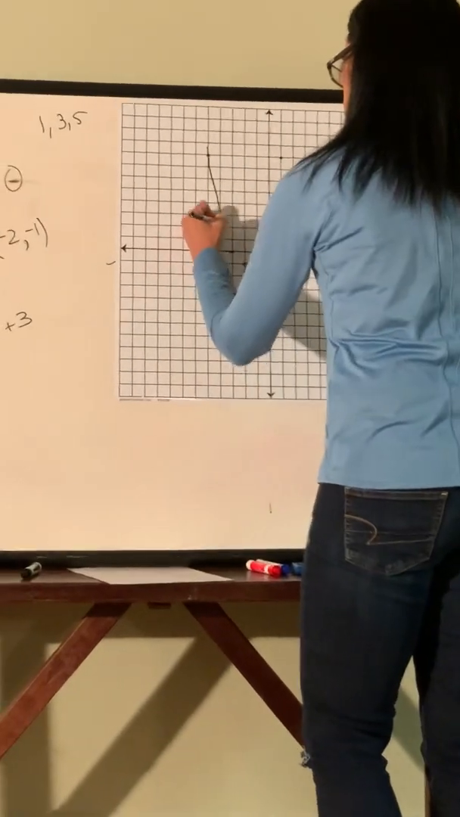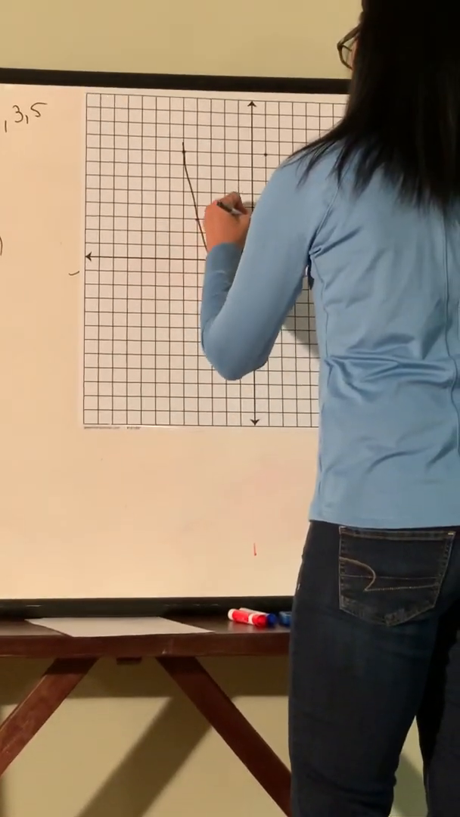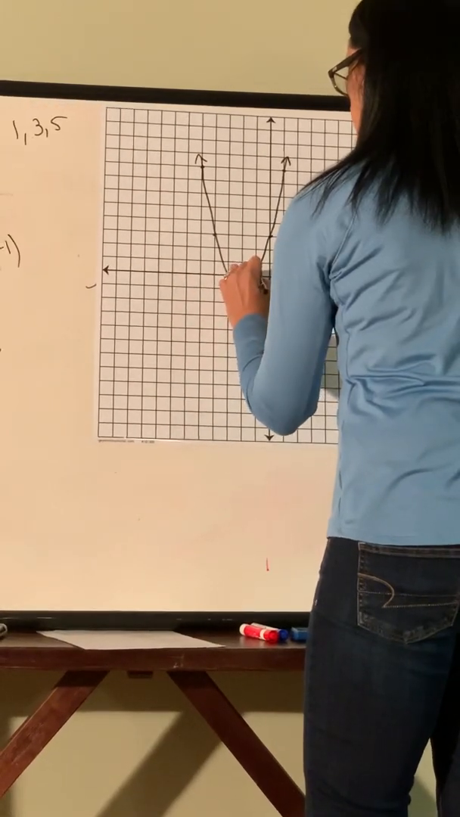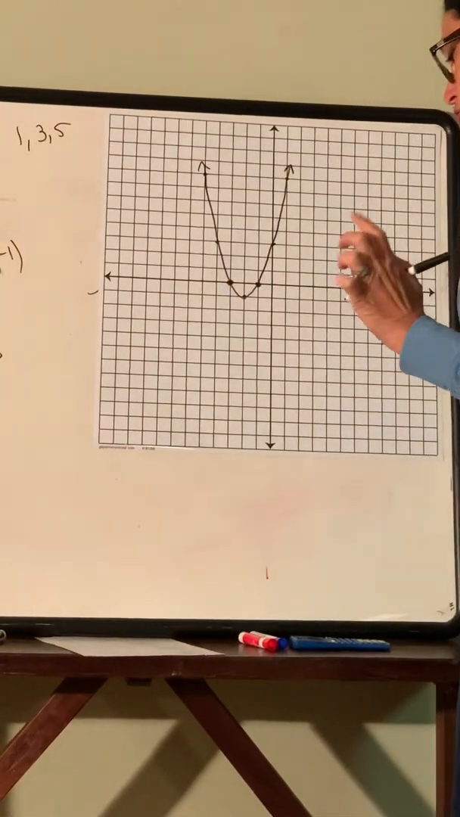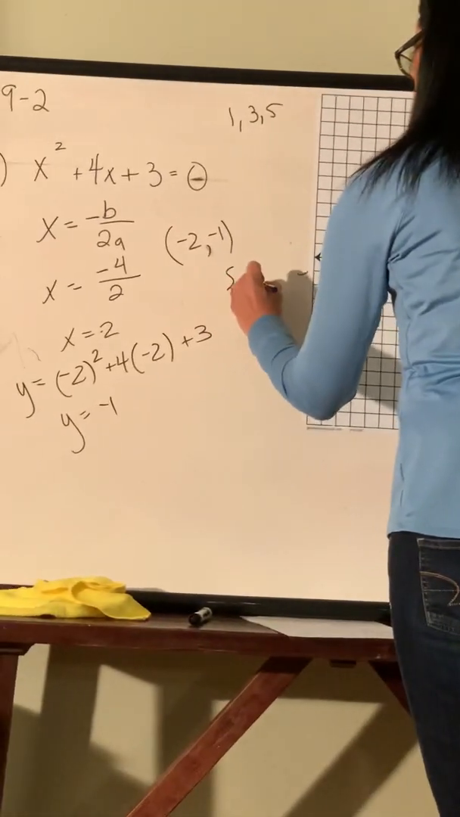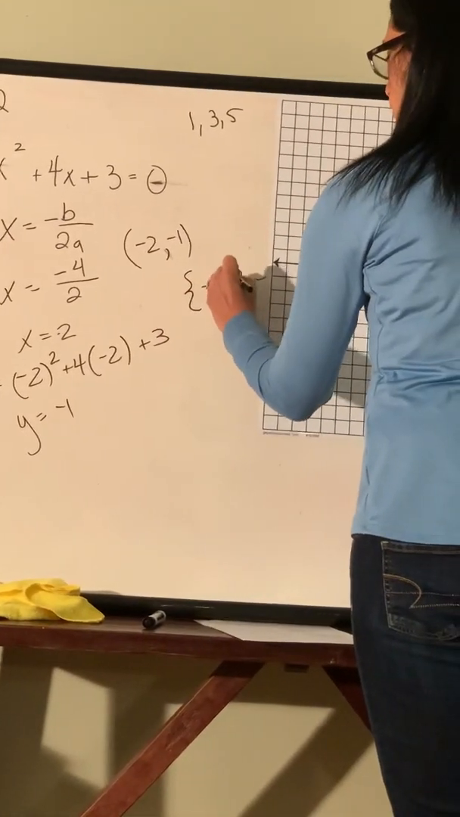And when you connect your dots, you can see that it crosses the x-axis at those 2 points. So that's your solution. So there's two solutions, and the two solutions are negative 1 and negative 3.